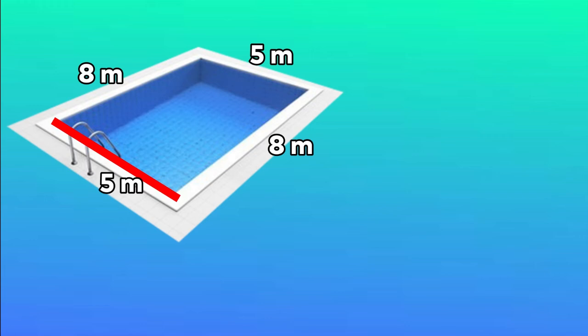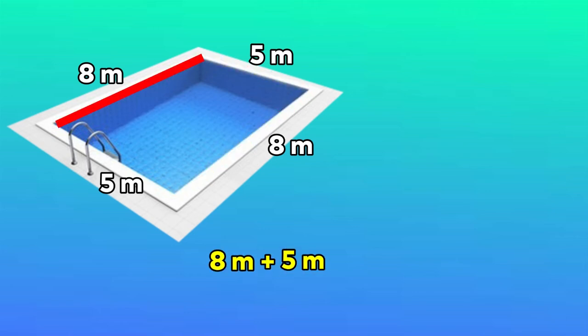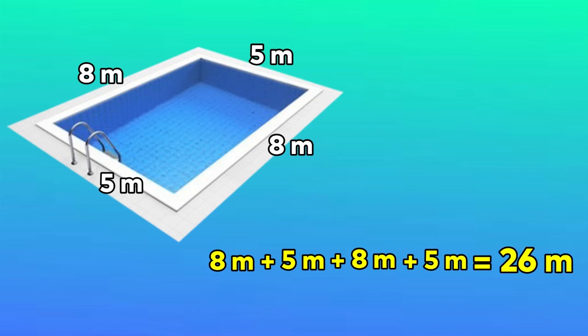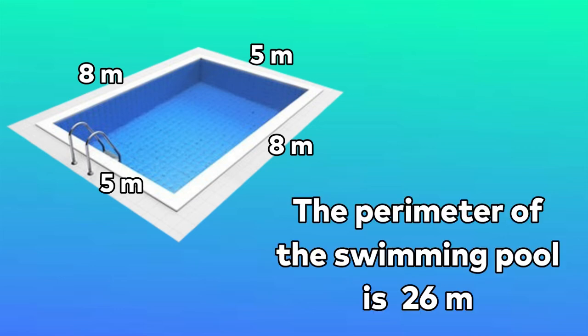and 5 meters respectively. To find the perimeter of the swimming pool, let's add all its sides. Thus, 8 meters plus 5 meters plus 8 meters plus 5 meters is equal to 26 meters. Therefore, the perimeter of the swimming pool is 26 meters.